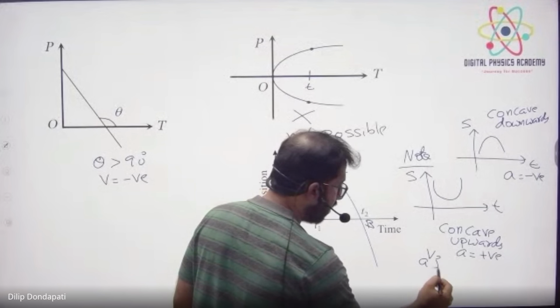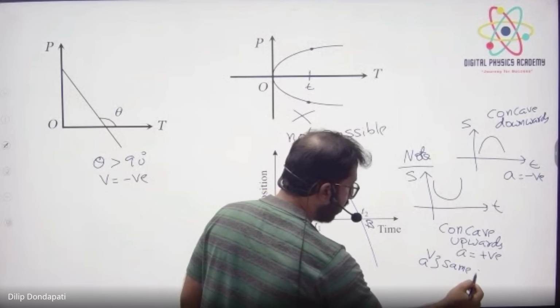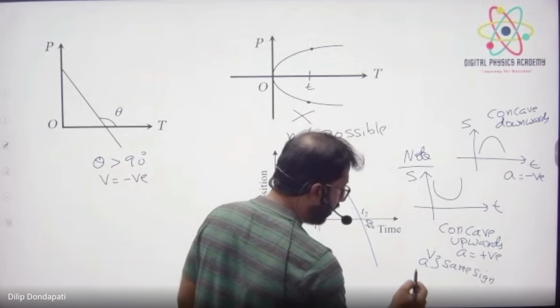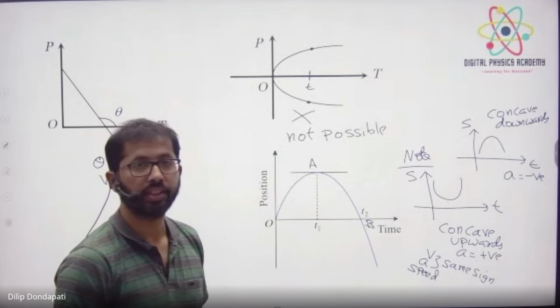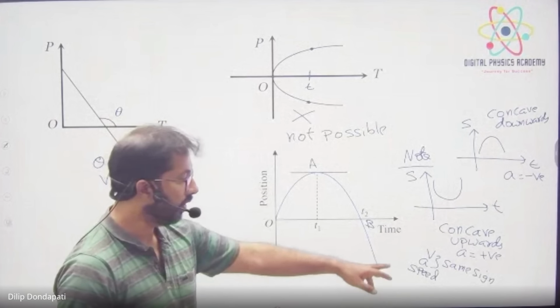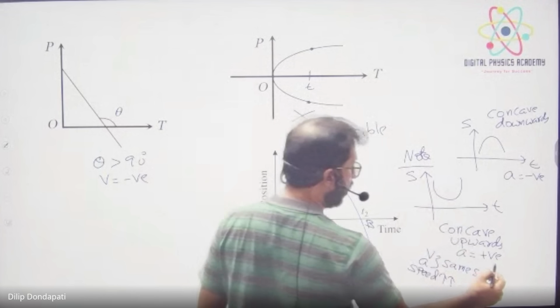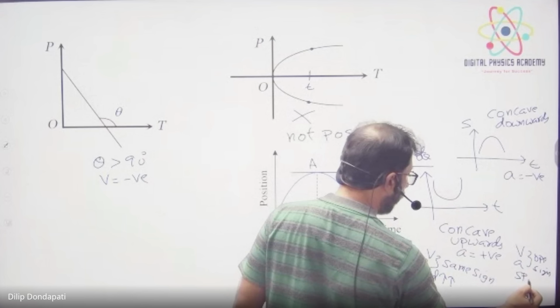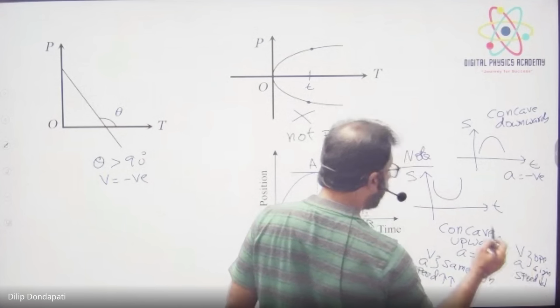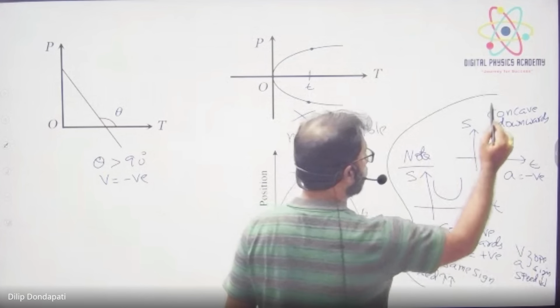And whenever velocity and acceleration have the same sign, what will happen to the speed? Speed will increase. When velocity and acceleration have opposite sign, speed decreases. लिख लो. All this will help you to identify the graphs.